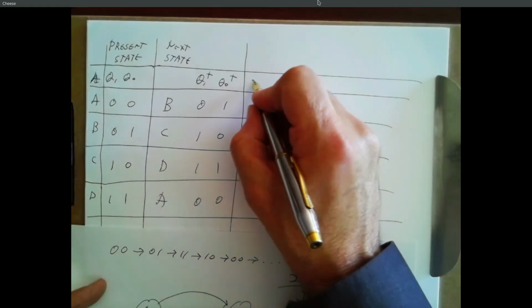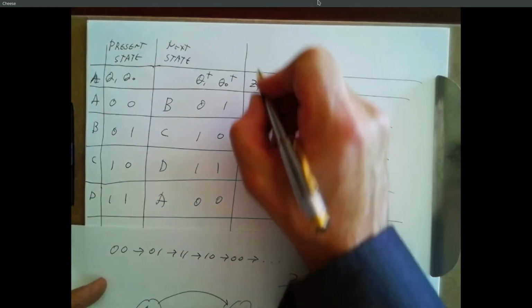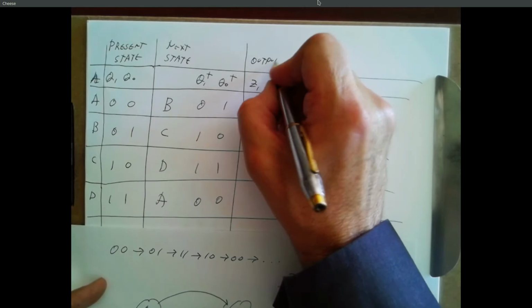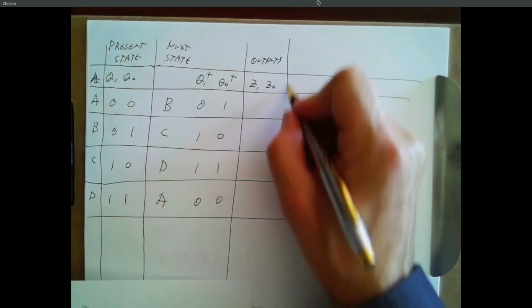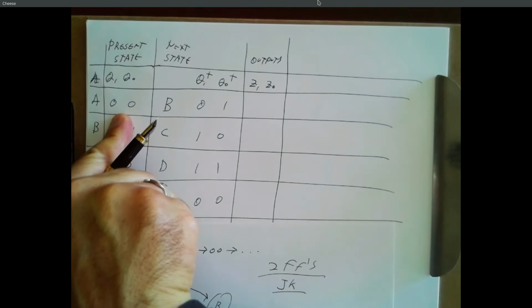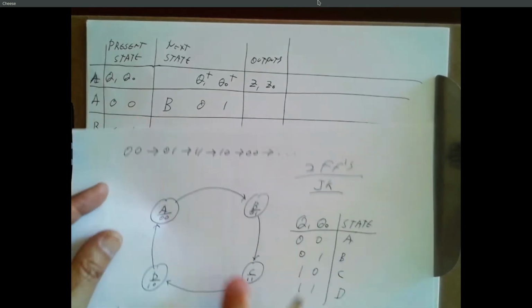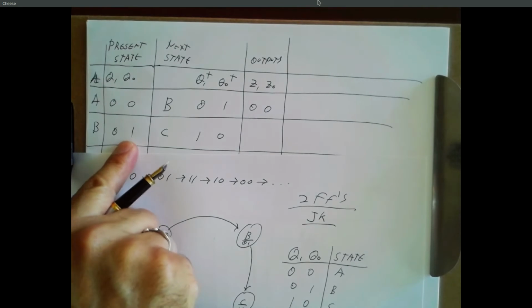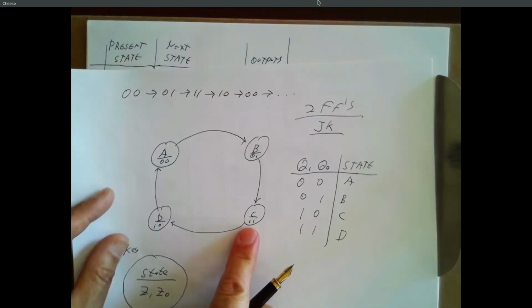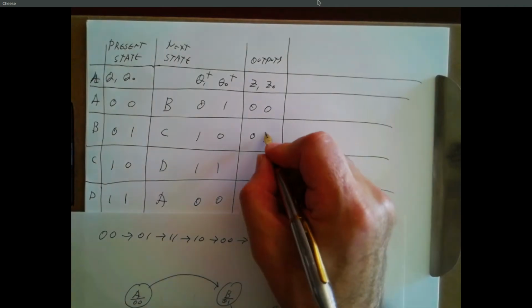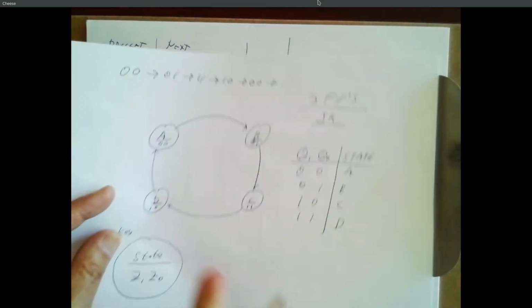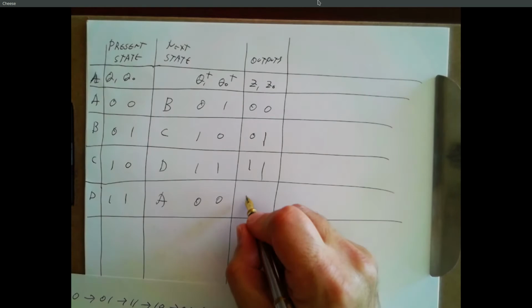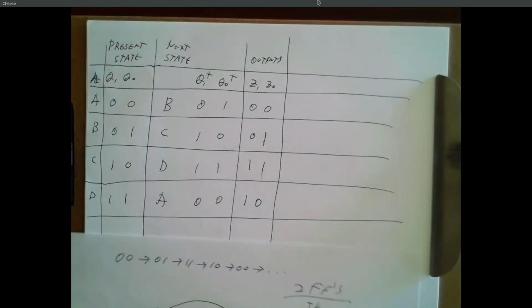So now we can write down what Z1 and Z0 should be. Your outputs are based on your present state, right? So if your present state is 0, 0, your output should be 0, 0. Present state B, your output should be 0, 1. Present state C, that's where your output's 1, 1. And then present state D, your output is 1, 0.